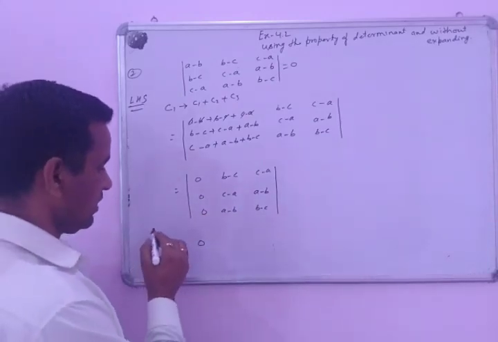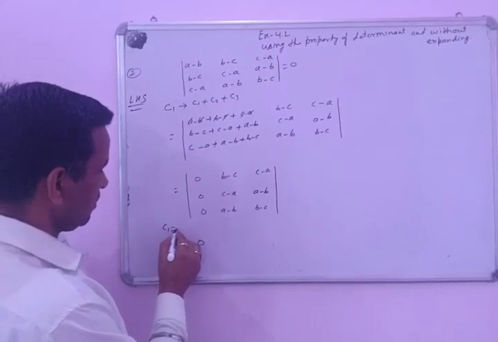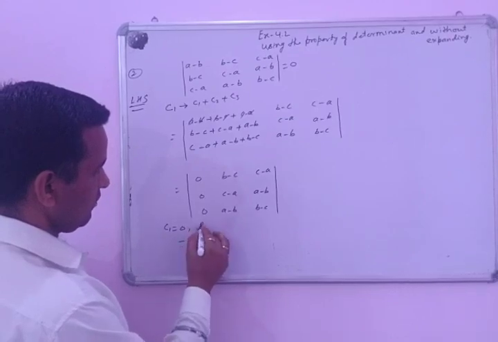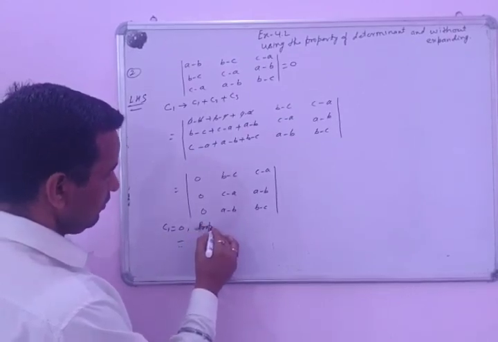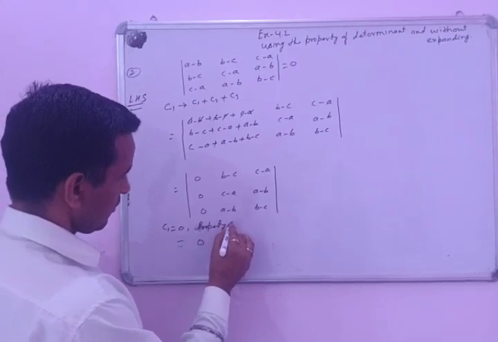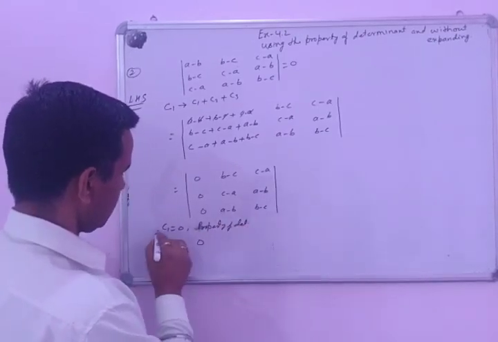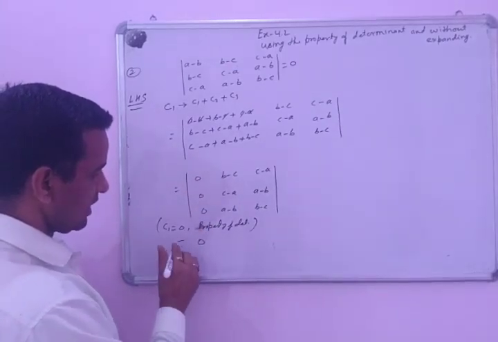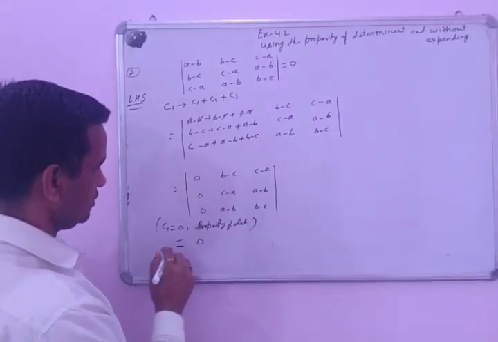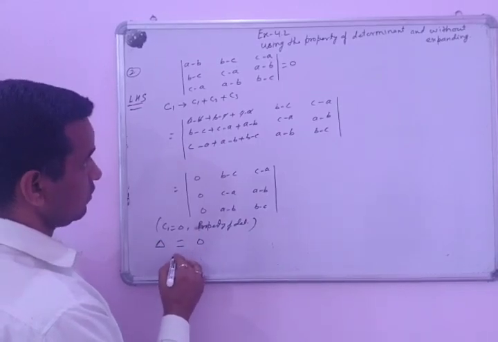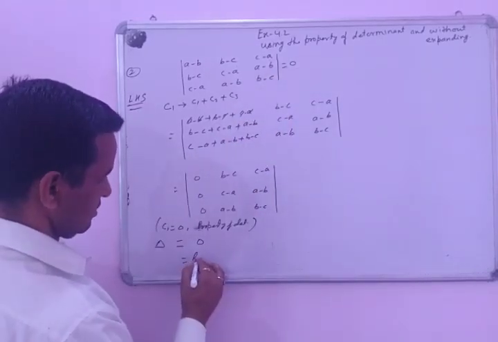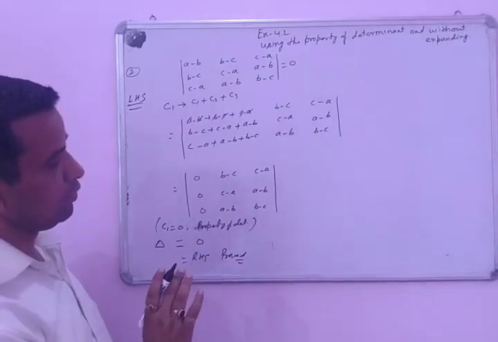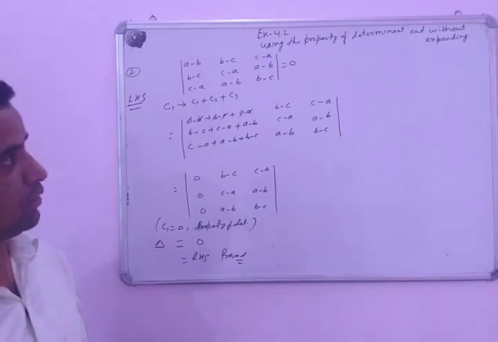I will write here: C1 equal to 0. By the property of determinant, if C1 equals 0, the whole column is 0, then the value of the determinant will be 0. Value of del equals 0. This is the RHS. Proved. Now, a very simple question this. Now note down the next question.